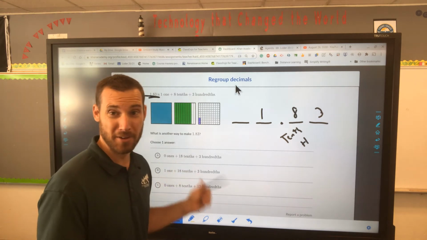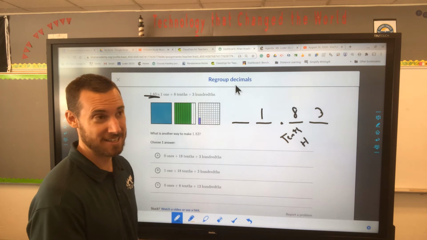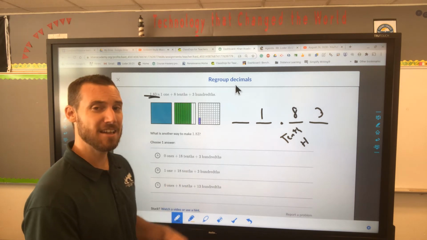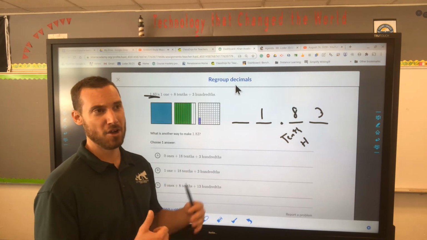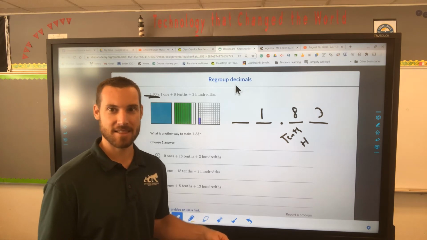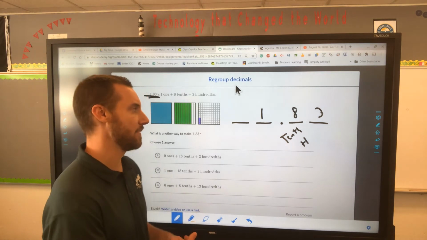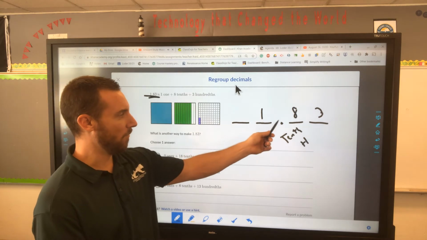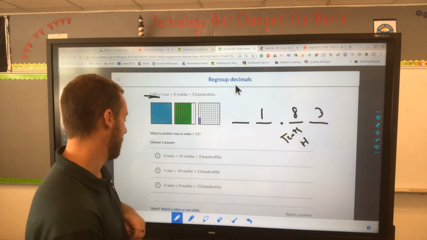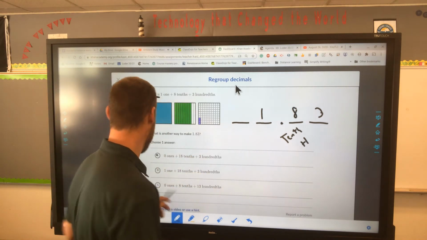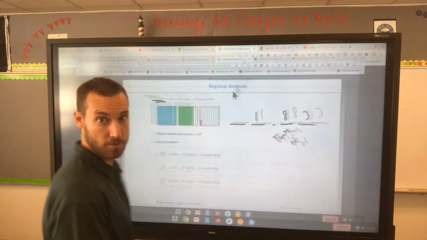Even though they wrote it really weird, you would never see 18 tenths in the real world. They're just seeing if you understand that if you have more than 10 of the tenths, it's going to carry over to the next side. So 1.83, and there it is. So we're going to click that one and go on to the next problem.